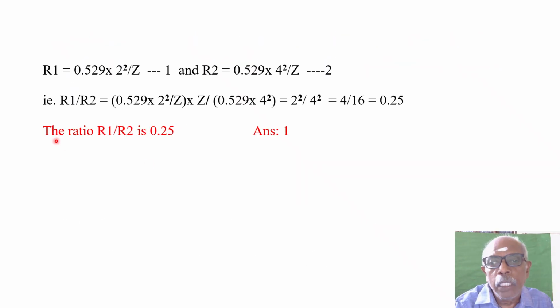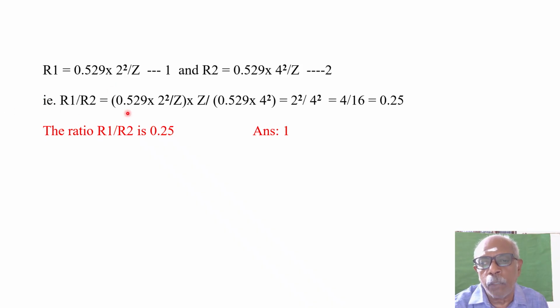Okay, that's all. So R1 is equal to 0.529 into, instead of n square, you must put 2 square, second stationary orbit, by Z. That will be equation 1. And R2 is equal to the very same thing, 0.529 into 4 square. Instead of 2 square, you are putting 4 square, the fourth stationary orbit, divided by Z. That will be equation 2. You are going to find the value of R1 by R2. So that means what? Equation 1 by 2 gives R1 by R2.